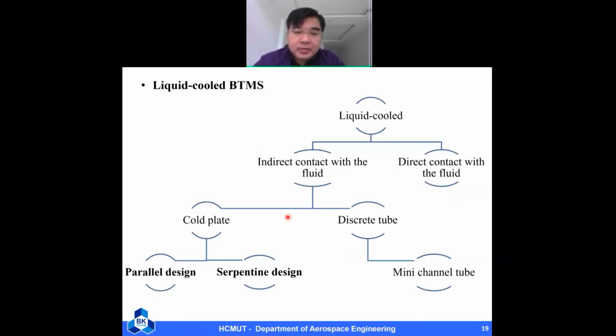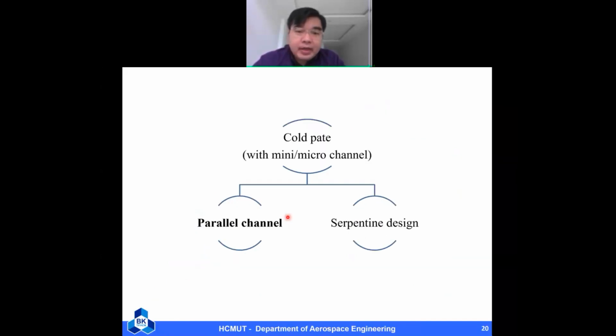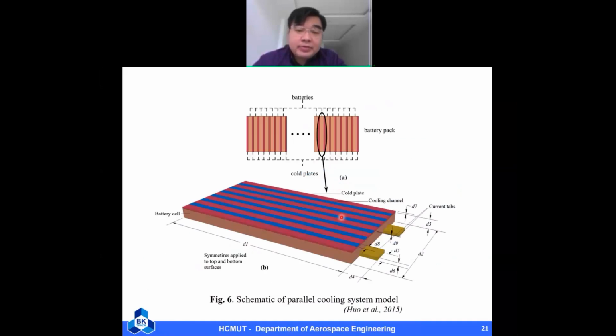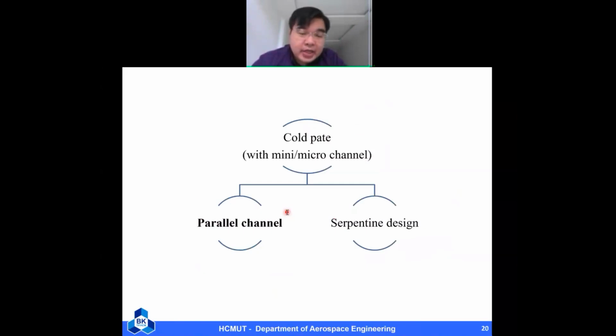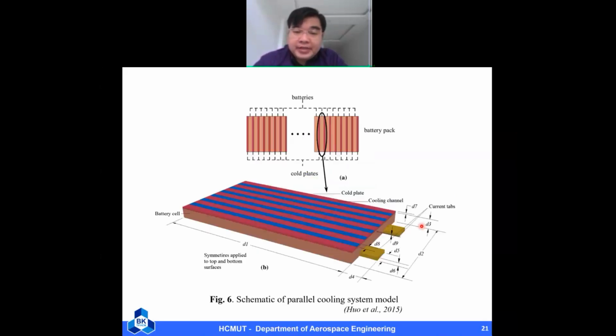Let me explain a little bit about the cold plate. The cold plate means that if you have the batteries, you will have to use a plate with many channels to input the cold liquid to transfer the heat from the battery. And in the cold plate technology, you will have the parallel channel and serpentine design. For the parallel channel, you will have many channels arranged in parallel on the cold plate, and then perform your heat transfer.